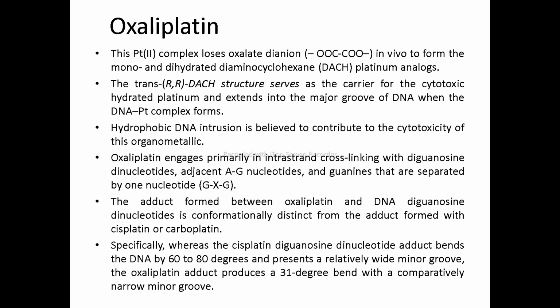Now the next agent is oxaliplatin. This oxaliplatin also contains a platinum metal atom, and it loses the oxalate dianion in vivo to form mono and dihydrated diaminocyclohexane platinum analogs. The trans dihydrated diaminocyclohexane structure serves as the carrier for the cytotoxic hydrated platinum and extends into the major groove of the DNA when the DNA platinum complex forms.